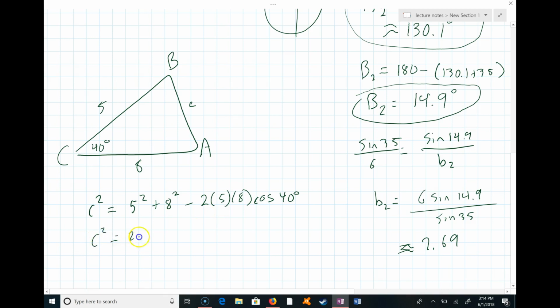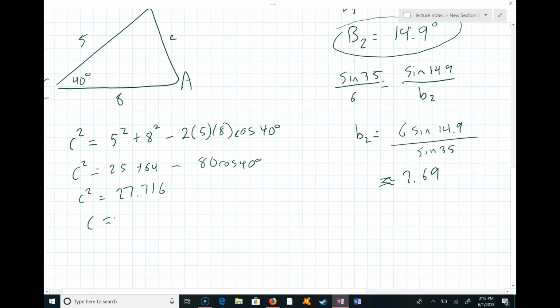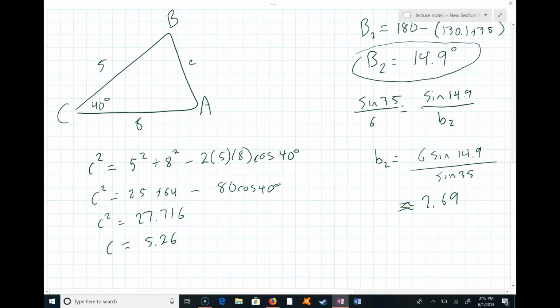So then we're going to solve this. We know that C squared is equal to 25 plus 64 minus 80 cosine 40. And we'll go ahead and calculate that. That'd be 25 plus 64, enter, minus 80 times cosine 40. And we get C squared is equal to 27.716, etc. Take the square root of that. And we get C is equal to 5.26. And so that tells me what C is. And now that we have C, we can use law of sines.